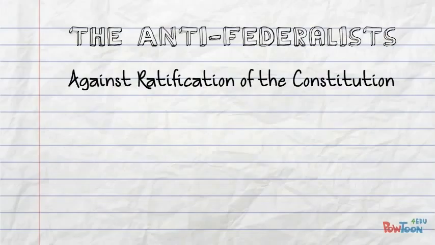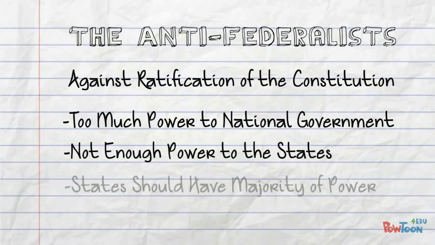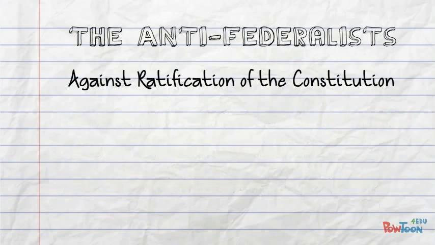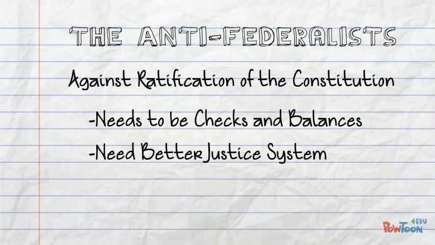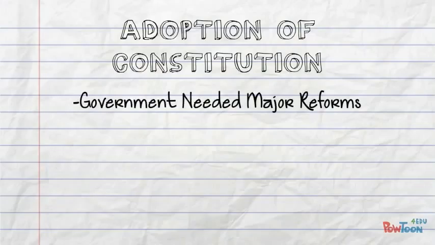They thought there was too much power given to national government and not enough to the states. Since the states make up the country, they said that they should have a majority of the power. They believed that there needed to be checks and balances in the government and that there was a need for a better justice system.